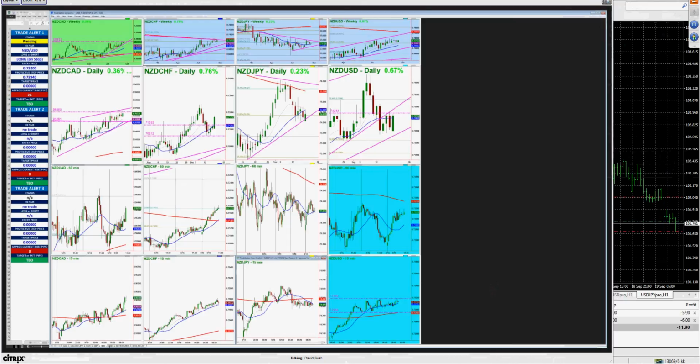So at any rate, I'm going to continue scanning here. NZD US super quiet. It's just basing near the highs, which I like to see. We'll see if it can do anything here on a potential break to the upside.